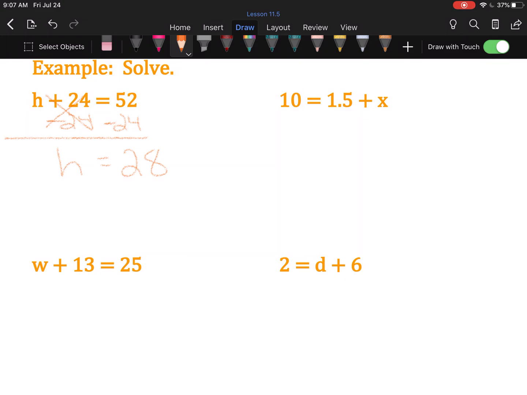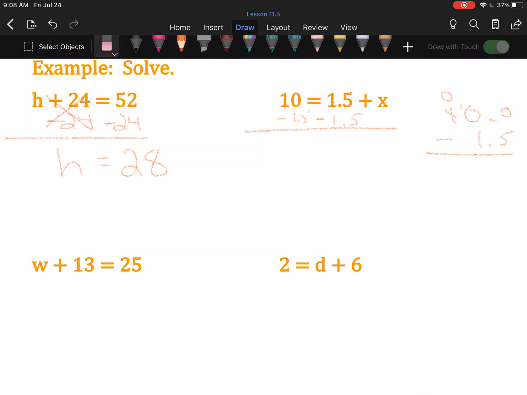On the next equation, we have 10 equals 1.5 plus x. X needs to be alone, so this 1.5 has to go away. We subtract it to do that. But if I'm going to do that on the right side, I have to do it on the left side. Now, 10 minus 1.5. Don't forget to line your numbers up by their place values. The 1 in 1.5 goes under the 0 in 10, and we actually have to extend the 10 out so we can subtract.